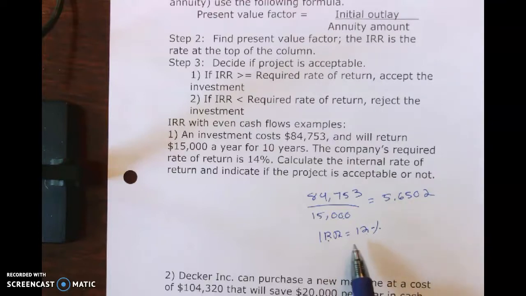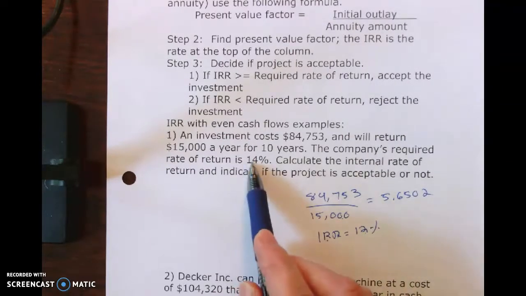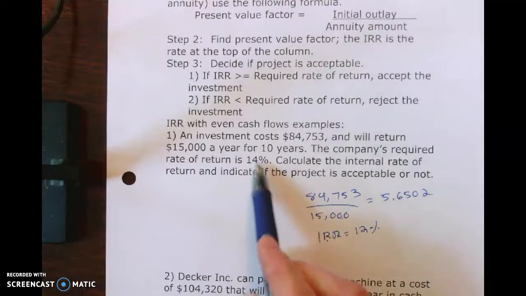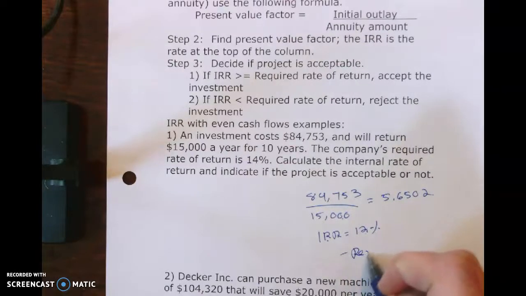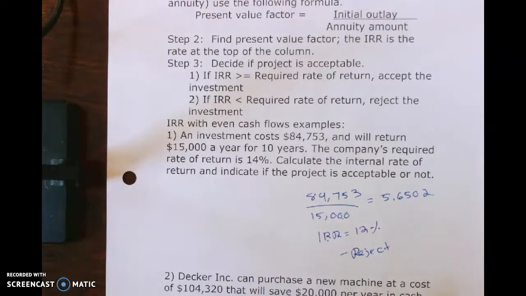But we can interpret the internal rate of return as the rate of return that we're earning on this investment. So we're earning 12%, but we want to earn 14%. We should reject this project because our internal rate of return is lower than the required. So we reject. If our internal rate of return was 18% and our required was 14%, then we should accept the project, but that's not the case here.